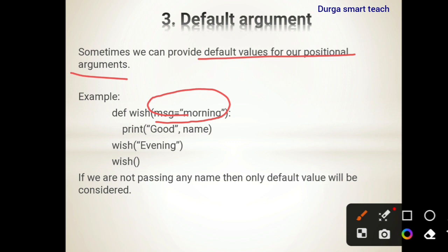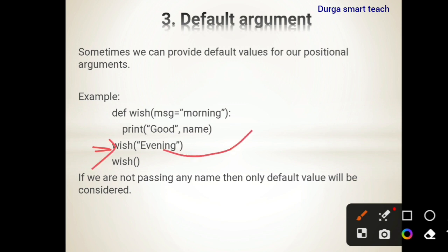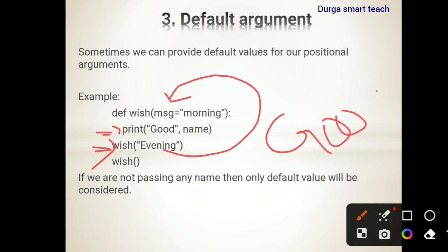Next I am printing good, sorry, good message. So when we call the function it will be executed. Here I am calling the wish function and passing a parameter, that is evening. Evening will be stored in message. So if you print the value, it will display good evening.